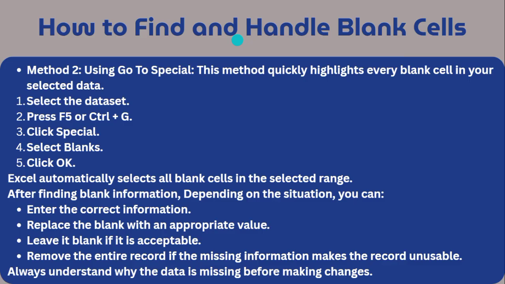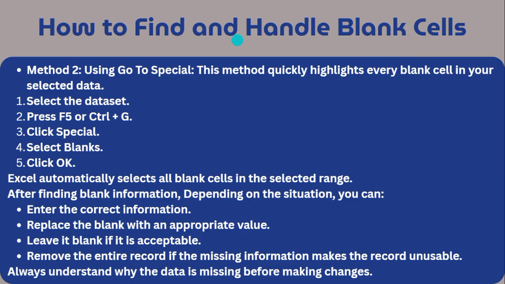The next method is that you use Go To Special. This method quickly highlights every blank cell in your data set. You just select the data set and press F5 or Ctrl G. What that does is activate Go To Special. So you click Special, then you select Blanks and click OK. Excel automatically selects all blank cells in the selected range.